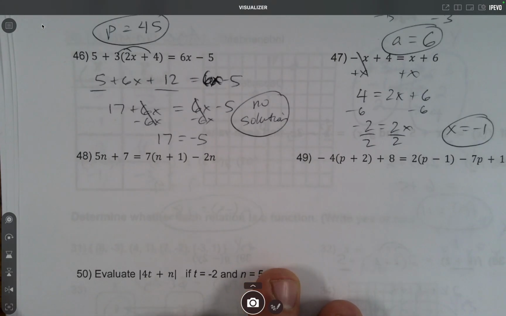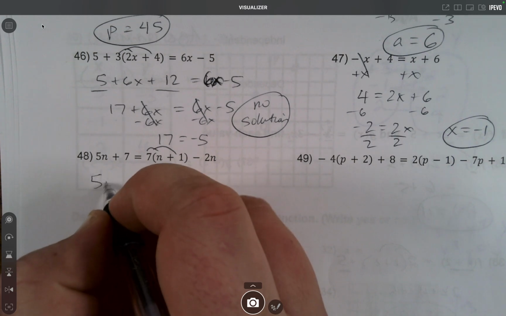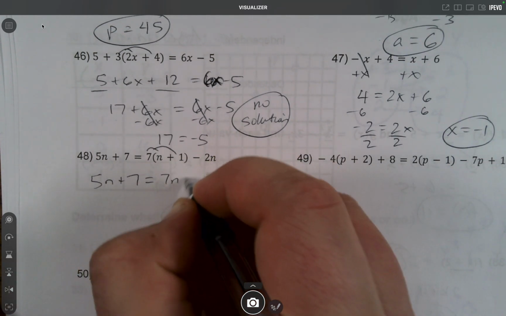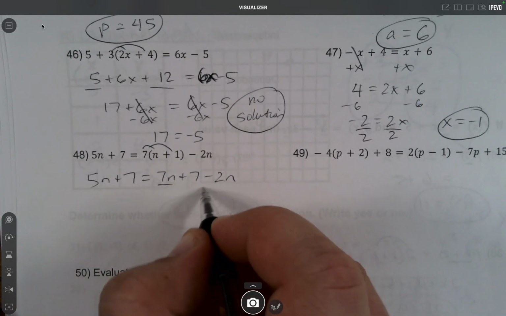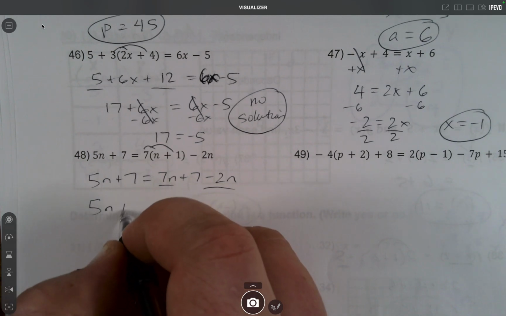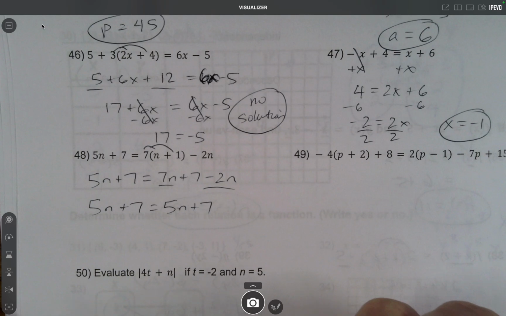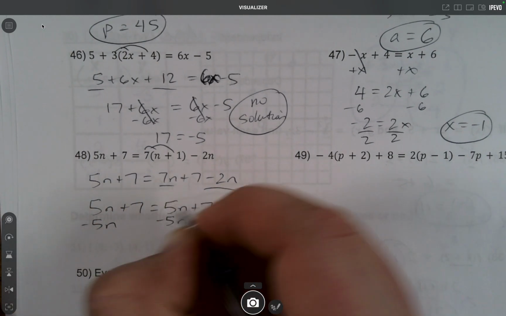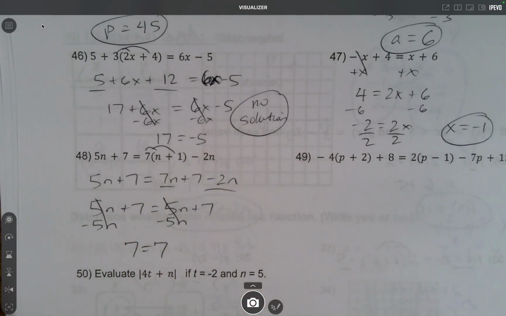Okay, on 48, similar to 46, we have to distribute first, so we'll do 7 times n and 7 times 1. We have some like terms we can combine right here, 7n minus 2n. We can subtract 5n from both sides because we want to combine the variables. But that again just gets rid of the variables completely.